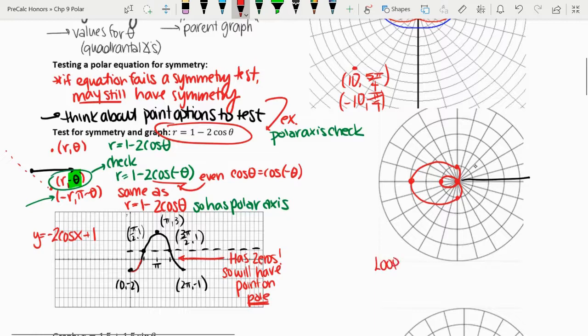So this is our looped limacon, and we talked about those last time. I'm just going to write under here because we'll see other limacons, so we'll compare: looped limacon. And this actually happens when in our equation, the a value is less than the b value.